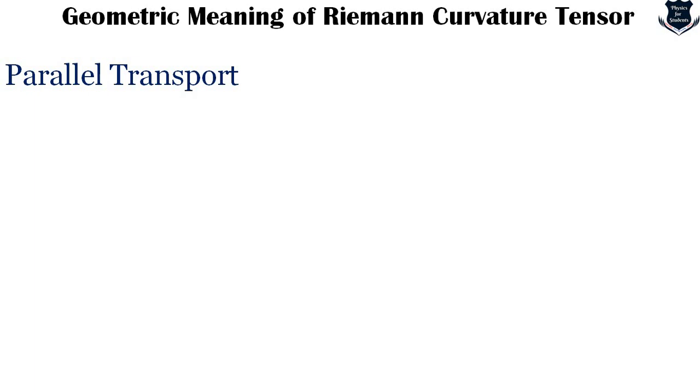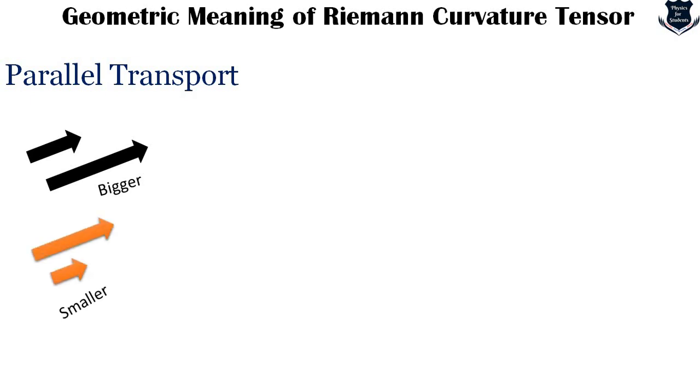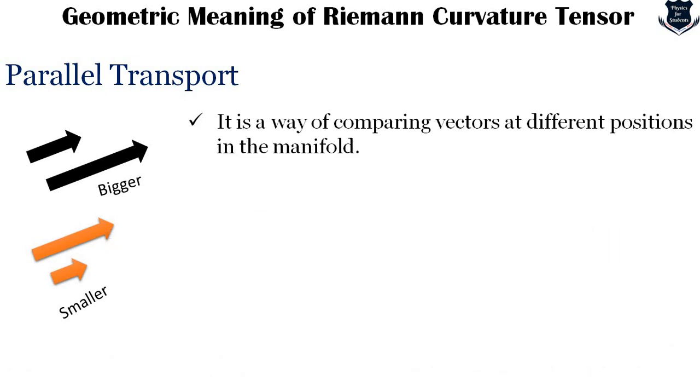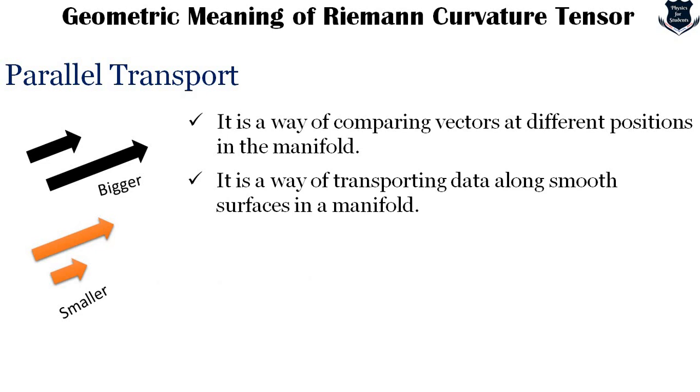Okay, so now we have an understanding of the Riemann curvature tensor, but how do we visualize it? How do we see it in geometry? We use a concept called parallel transport. Parallel transport provides a way to compare a vector in one tangent plane to a vector in another by moving the vector along the curve without changing it. Let's see how. If you want to compare these two vectors, we know this one is bigger and this one is smaller. Or we can slide one vector to the other and just compare, right? It is a way of comparing vectors at different positions in the manifold. It is also a way of transporting data through a surface in a manifold.